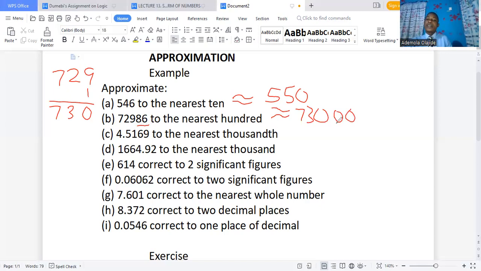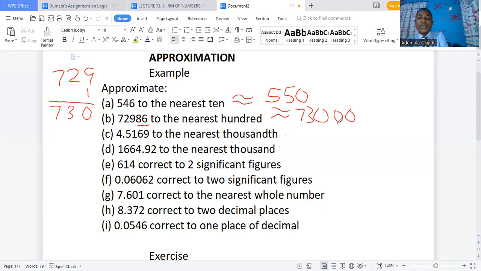Now, this number would have ended with just 2 zeros, but for the fact that when we rounded up, the number we added 1 to was 9. And you know 9 plus 1 will make it 10. That means we have to carry 1 over. That is why you have 3 zeros there.